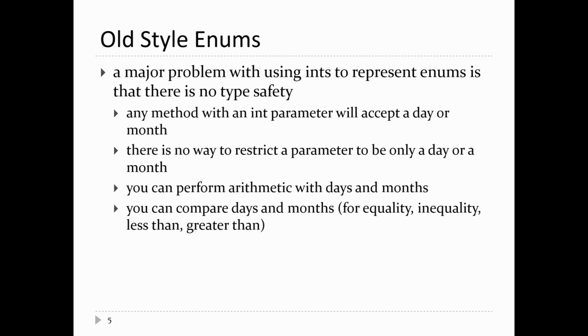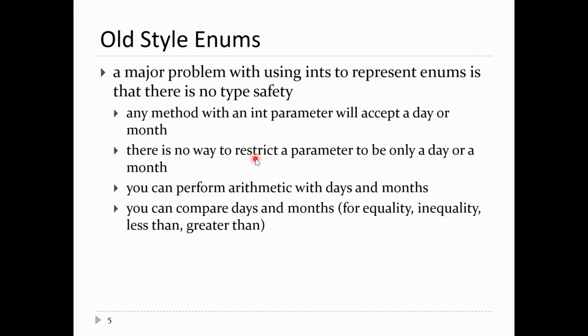Right? So the biggest disadvantage in this case is that there's no type safety. Right? Everything's just an int. All your constants are int. Right? So if you can imagine any method that accepts an int as one of its parameters, it now accepts a day or a month. Right? So for example, you can do things like perform arithmetic with days and months. Right? You can call math.square root with January, and you get the square root of January, which logically doesn't make any sense, but it works. Right? You can do addition, multiplication, subtraction. Right? You can compare things.